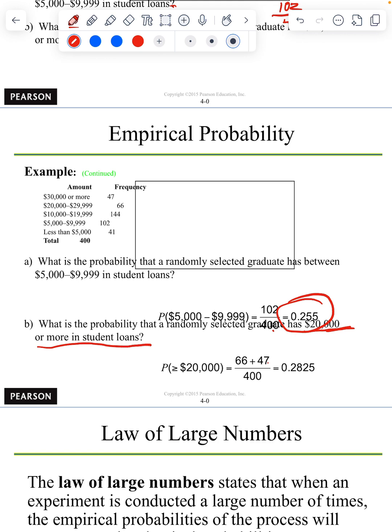Now, if we look at what is the probability a randomly selected graduate has 20,000 or more in student loan debt, and that's what I was looking at, you would have two areas of interest, and you would add those together. So 66 plus 47 over 400. So if you add those together, you get 113 over 400. And if you divide that, you get 0.2825.